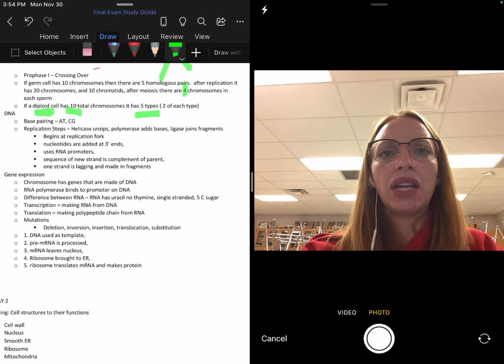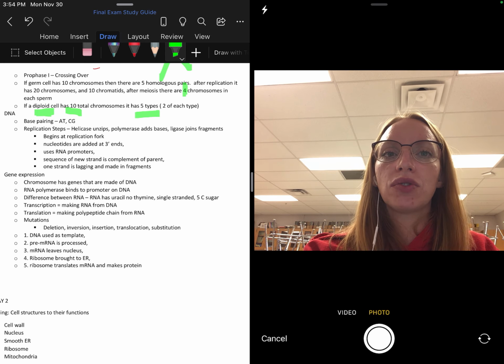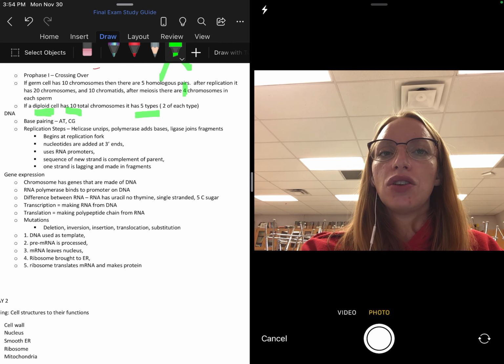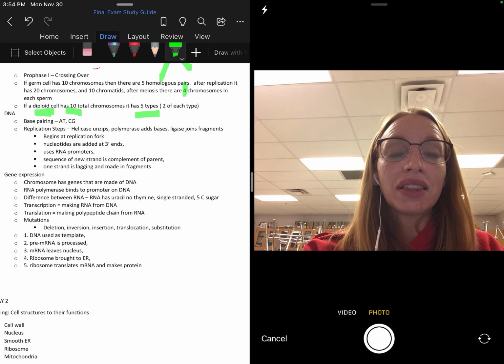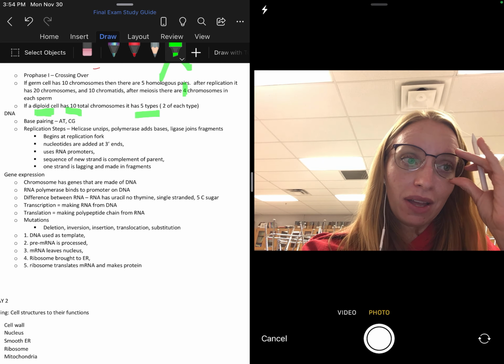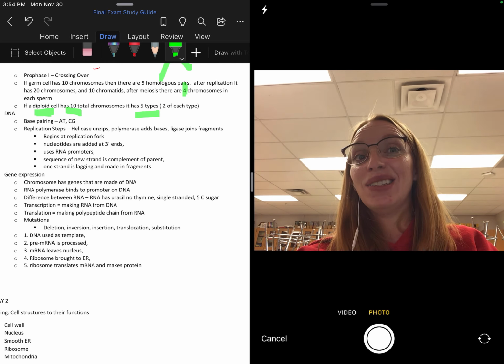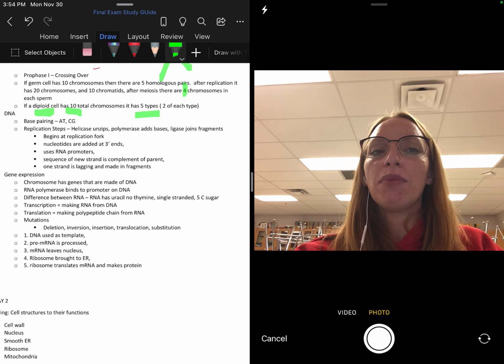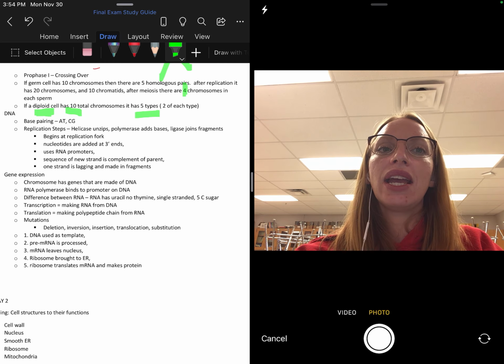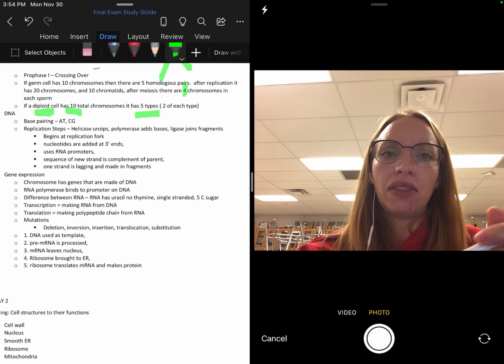DNA, the real simple base pairing rule: A pairs with T, C pairs with G. You're going to have to know the steps of replication. So the first thing that happens, of course, in the bad pickup line that you guys know, is helicase will come and unzip the DNA. After that, polymerase will bind to the DNA and start to add the bases, and then ligase will come through and join the fragments at the end of it.